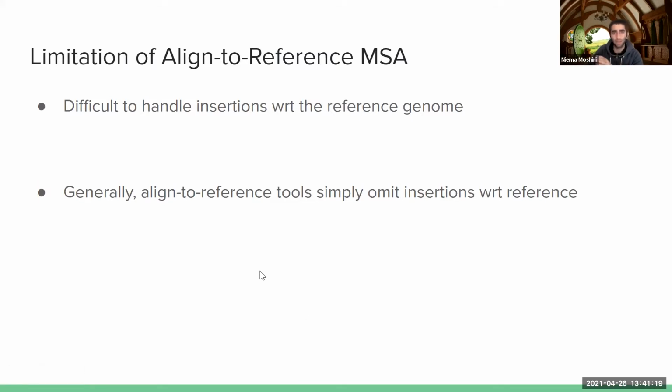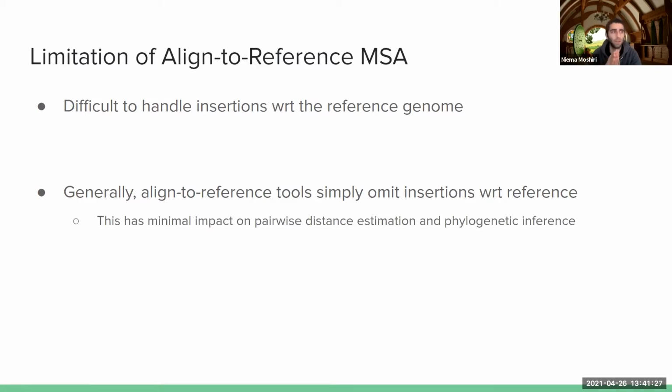So generally, these types of aligned-to-reference approaches just throw away insertions with respect to the reference. But fortunately, for any type of downstream analysis that we want to do, like molecular epidemiology and phylogenetic inference, which I'm going to talk about in the next few weeks, these insertions with respect to the reference genome are fairly unique, and as a result don't tell us very much relationship information between sequences, because usually only one sequence or a handful of sequences will have this insertion. So throwing it out doesn't throw out that much information that we can use.